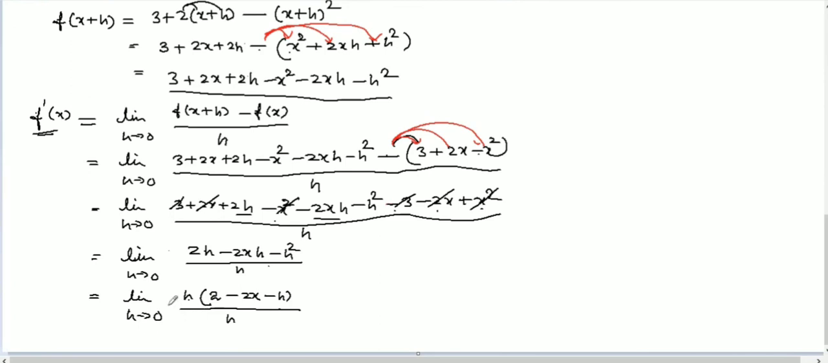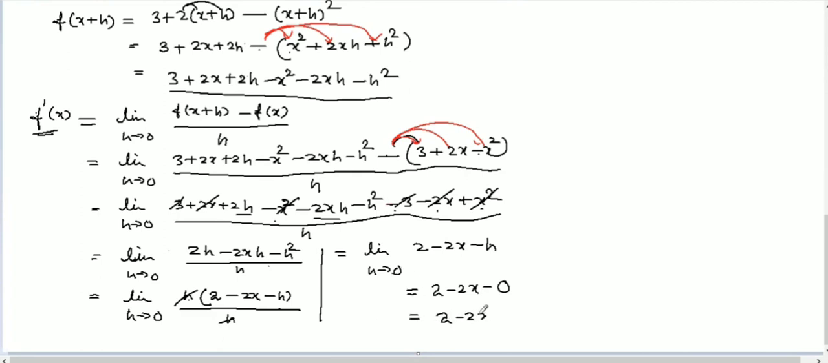Now this h and this h cancel. Limit h tends to 0, and we have here 2 minus 2x minus h. Now you have to put h equal to 0. So now we have left here 2 minus 2x minus 0. So the answer will be 2 minus 2x. So this is the differentiation by first principle, and we have the answer here, 2 minus 2x. This way we will differentiate any function from first principle.